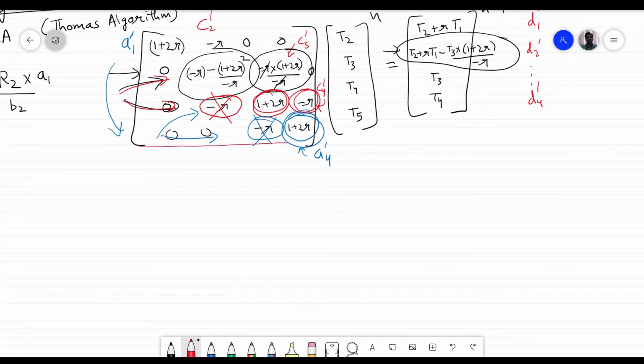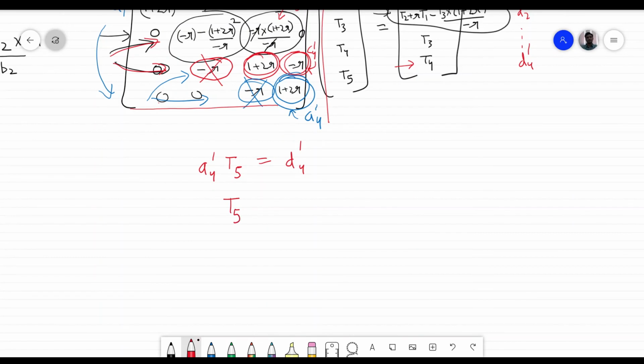You take the last row, multiply it with this one, you do the matrix multiplication. What you get from here is A4 prime times, because all of these are zeros, you can see, T2, T3, T4 don't appear in this equation. It is A4 prime times T5, which is equal to the last row on the right hand side, that is D4 prime. And from here it is very easy to see T5 is directly equal to D4 prime by A4 prime. You got T5.